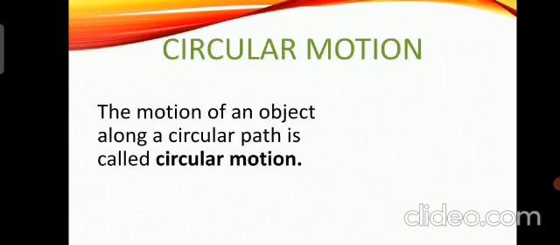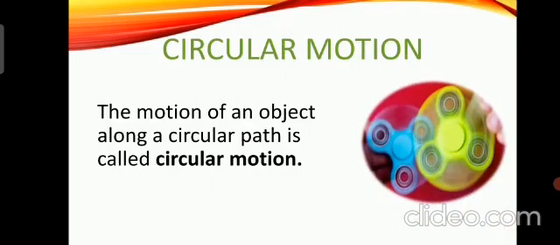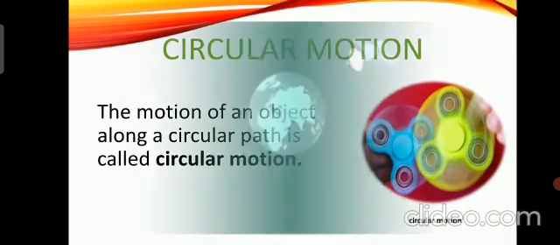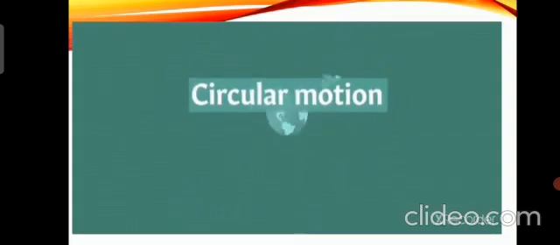The second type of motion under non-linear motion is the circular motion. What is circular motion? The motion of an object along a circular path is called circular motion. Now let us watch the video for circular motion. The satellite moving around the earth. If a stone is tied with a string, the motion of the stone along a circular path is called circular motion.